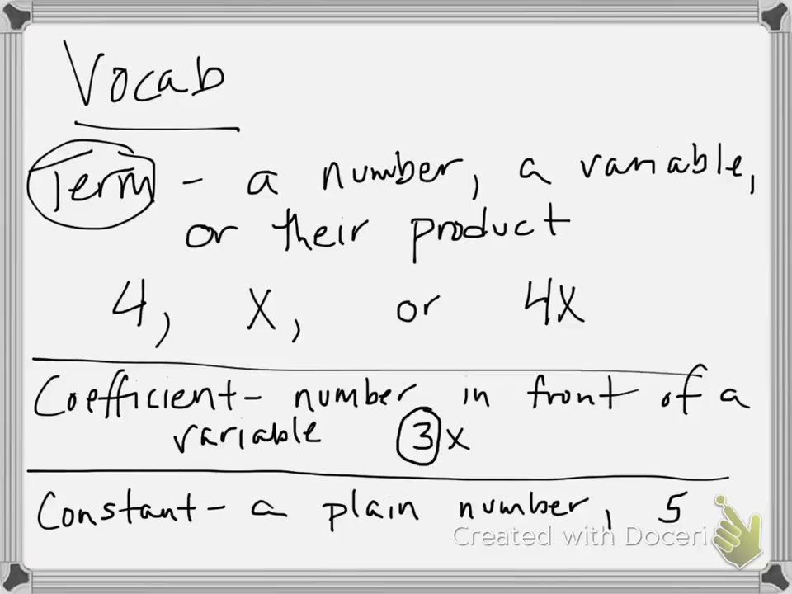Another term here, coefficient. Coefficient is the number that's going to be in front of the variable. Like if we have the term 3x, then the 3 is the coefficient. And lastly, constant, that's just a plain number, like the number 5.